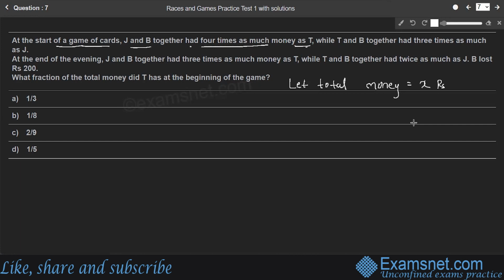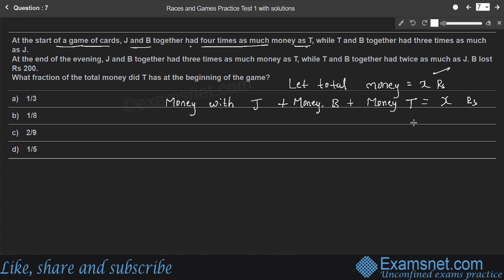So here the total money is nothing but money with J plus money with B plus money with T, right? So 3 persons are playing here: J, B and T. So the total money with them is X rupees.